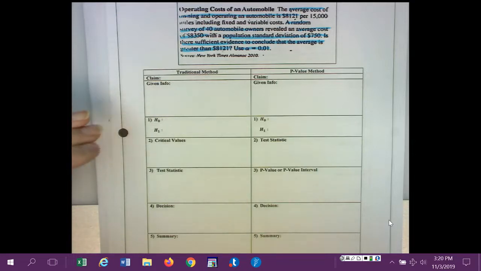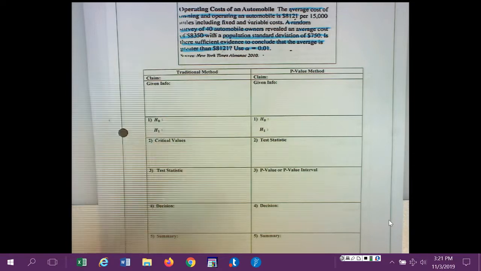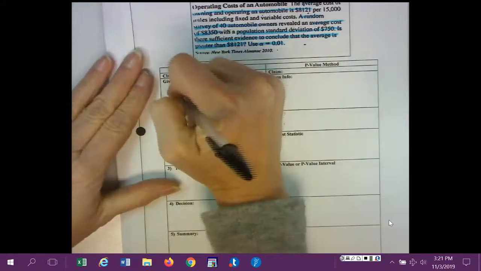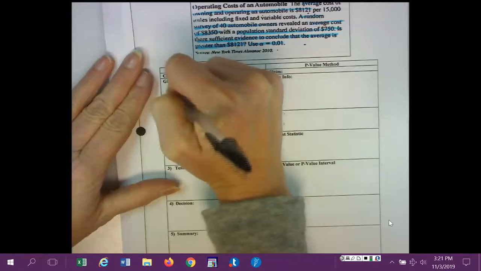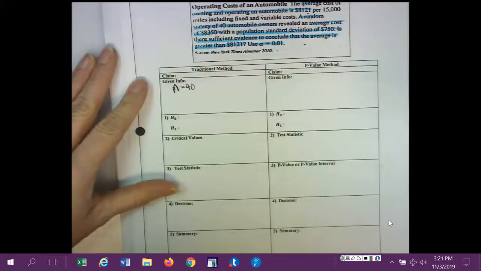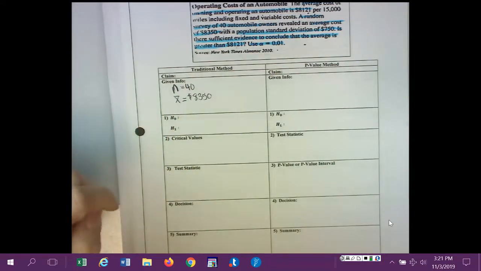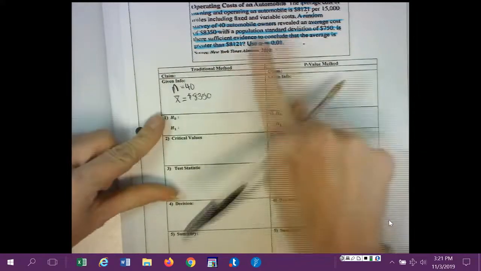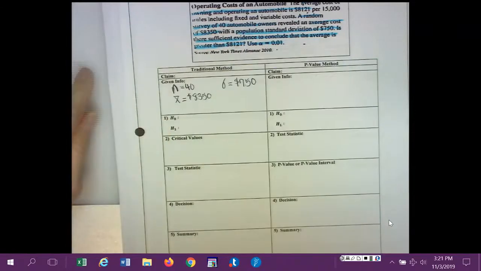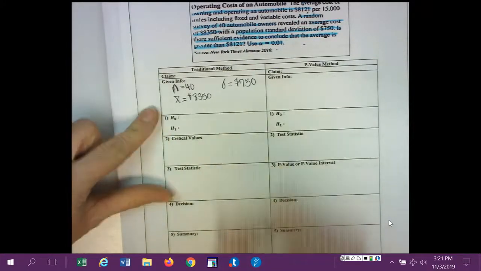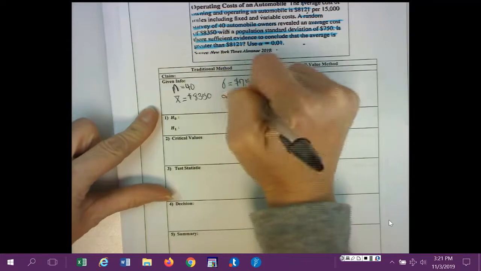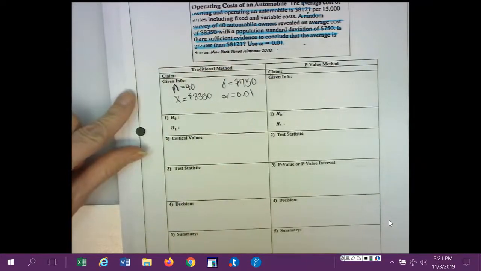Now, I'm going to write down the given information in the packet here. First of all, they surveyed 40 automobile owners, and they found out their average cost was $8,350. For some reason, they didn't get the standard deviation from the 40 automobile owners, but they used a population standard deviation, sigma, of 750. And then alpha's 1%. The question is, is there sufficient evidence to conclude that the average is greater than 8121?